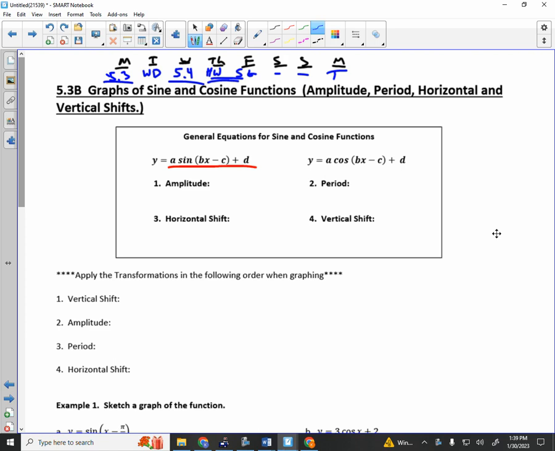Today we graph sine and cosine functions, but instead of just doing 2 transformations, we're going to do 4. Earlier we did amplitude and period. Today we're going to add to that horizontal and vertical shifts. For example, we've looked at y = -4 sin(πx). Today we're going to change that. Instead of looking at those 2 things, we're going to look at y = -4 sin(πx - 1) + 8.